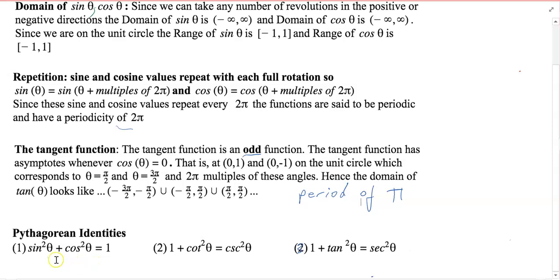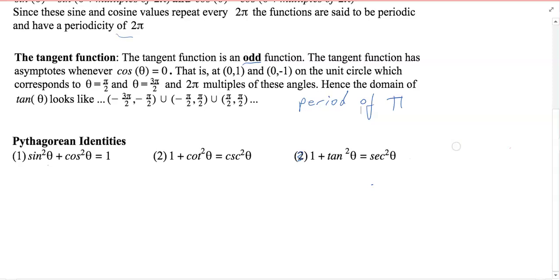In terms of Pythagorean identities, sine squared theta plus cosine squared theta is equal to 1. The second one is 1 plus cotangent squared theta is equal to cosecant squared theta. The third one is 1 plus tan squared theta is equal to secant squared theta. We need to remember that sine squared theta plus cosine squared theta is equal to 1. To get the second one, you can take the first identity and divide it by sine squared theta. And to get the third one, it is the first identity all divided by cosine squared theta.